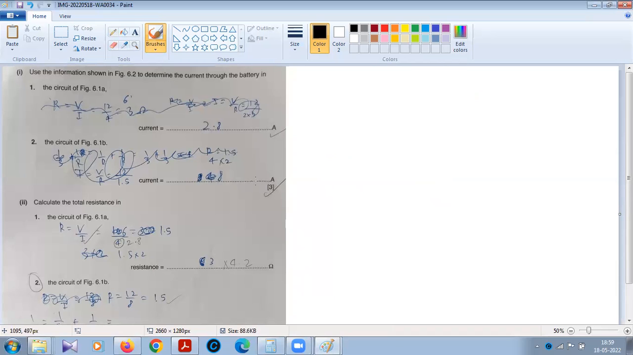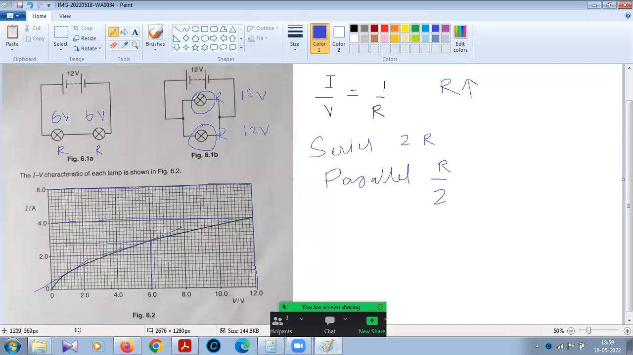Right, because I have to find out the current through the battery. So ultimately it is getting added up. The current flowing through this one and this one is going back to the battery. So it is 4 plus 4. Yeah, it is 8. That's why it is coming 8.